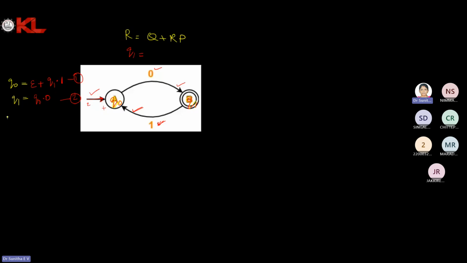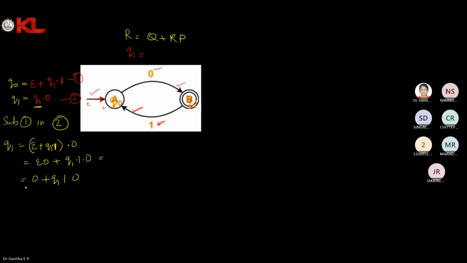What you have to do is substitute equation 1 in equation 2. Then we will get Q1 is equal to, what is the value of Q0? Q0 is epsilon plus Q1 dot 1, then dot 0. So instead of Q0, I substituted epsilon plus Q1 1, dot 0. This will be epsilon 0 plus Q1 dot 1 dot 0. Epsilon 0 is equivalent to 0, so this is 0 plus Q1 1 0.